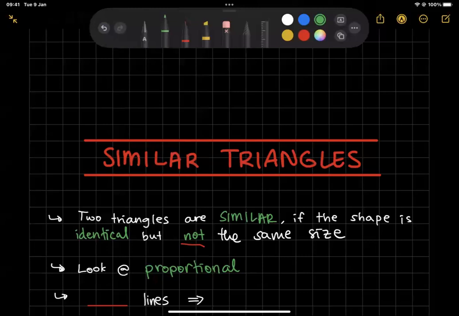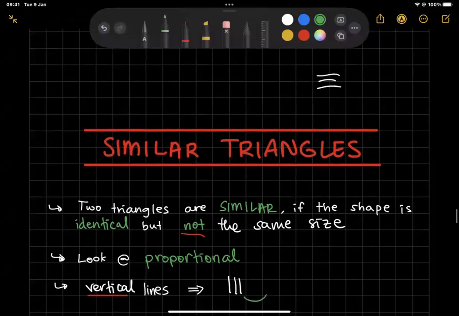So like congruent triangles, there is a symbol for congruent triangles, which is basically 3 horizontal lines. For similar triangles, it's basically 3 vertical lines. Okay. And those 3 vertical lines basically mean "is similar to". There you go. So that's how we denote whether a triangle is similar to the other.